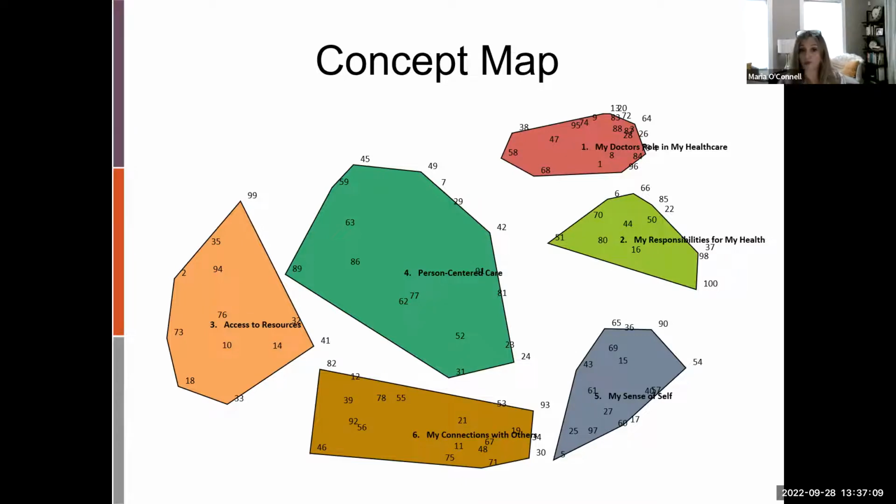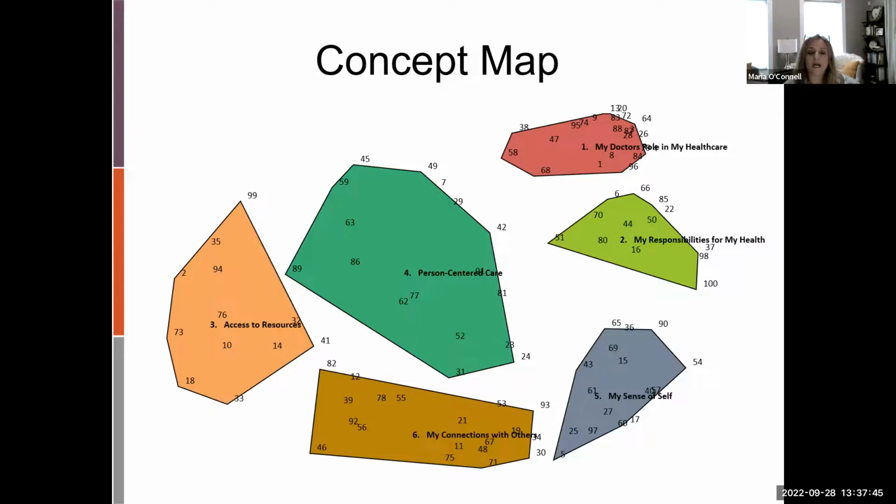Doctors did play an important role. My doctor's role in my healthcare, that was important to people, and they saw that. There were several statements that kind of hung around there. There was also this element of, I have a responsibility for my own health. There's things that I need to do to take care of myself. There's also items about my sense of self and what it means, what's important to me. A lot of these were values, religion, and I'll show you what went into these in a moment.